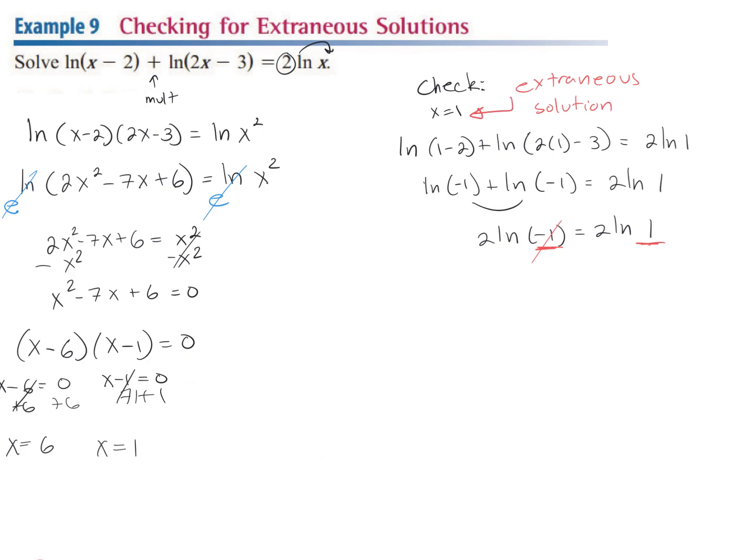I have to check the other one, so I'm going to check x is equal to 6. So I'm going to get ln of 6 minus 2 plus ln of 2 times 6 minus 3 is equal to 2 ln of 6. Now this is going to simplify to ln of 4 plus ln of 9 equals 2 ln 6.